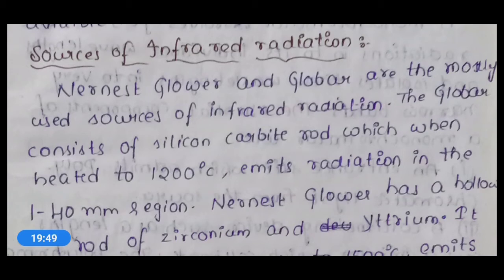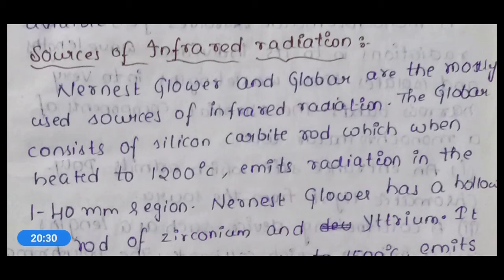This Globar consists of a silicon carbide rod, and it is heated to 1200 degrees centigrade. It will emit radiation in the 1 to 40 nanometer region. When we heat this silicon carbide rod at 1200 degrees centigrade, it will emit radiation from 1 to 40 nanometers.